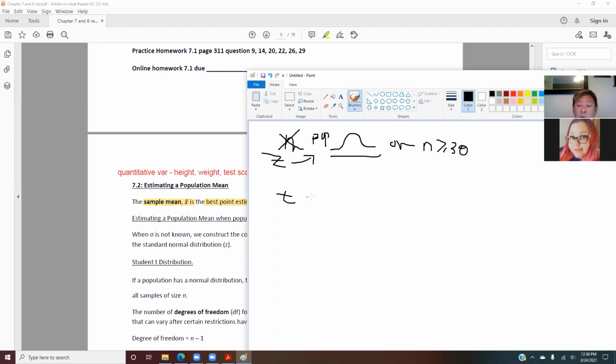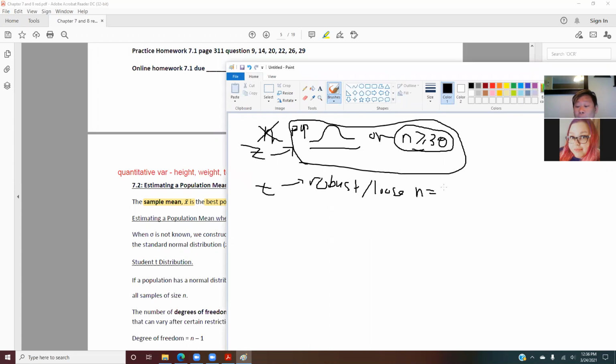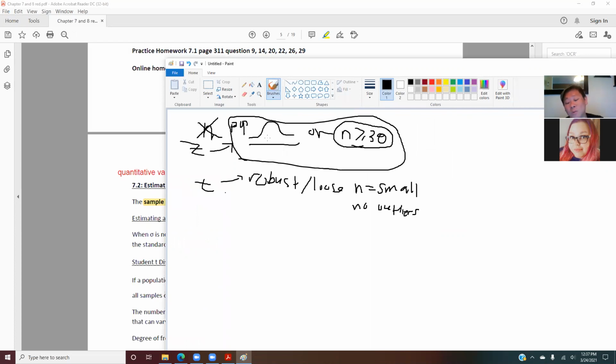But when you do a T distribution, this condition is robust. Robust in this case means loose. The condition here is loose, which means you do not necessarily need to have more than 30 samples. So it also works when your sample is small, like 10 or 15, as long as there are no outliers. So for the T distribution, this is robust, meaning it's loose. That means you still can use a smaller sample in this case, like 10 or 15 students.